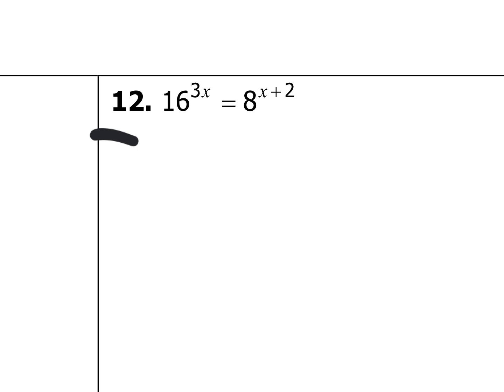Let's use Kayleen's trick. Can the 16 and the 8 become the same base and give you those answers? What base could you use? A 4? 4 squared is 16, but 4 squared won't give you an 8. And 4 to the 3 won't give you an 8. And 4 to the 1 won't give you 8. It's got to be smaller than 4. 2. How would 2 work?